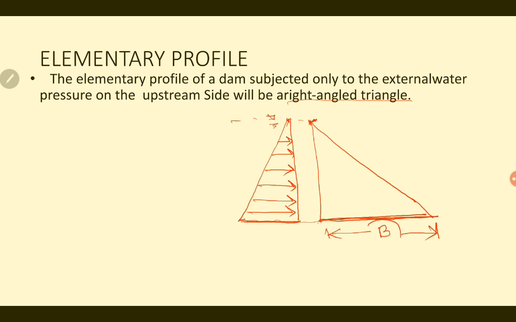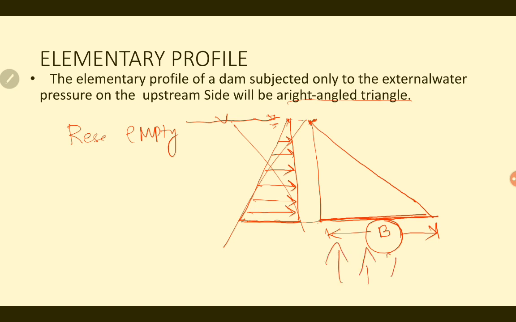You have to find the width, and analyze the various vertical stresses that come at the various places. First, consider the case where the reservoir is empty. There is no water on the upstream side. In the reservoir empty condition, what will be the different forces that act on the dam? There won't be any horizontal force. Will there be any uplift? No, there won't be any uplift. What is the only force coming into the picture? That will be the self weight of the dam, the force that acts downward.